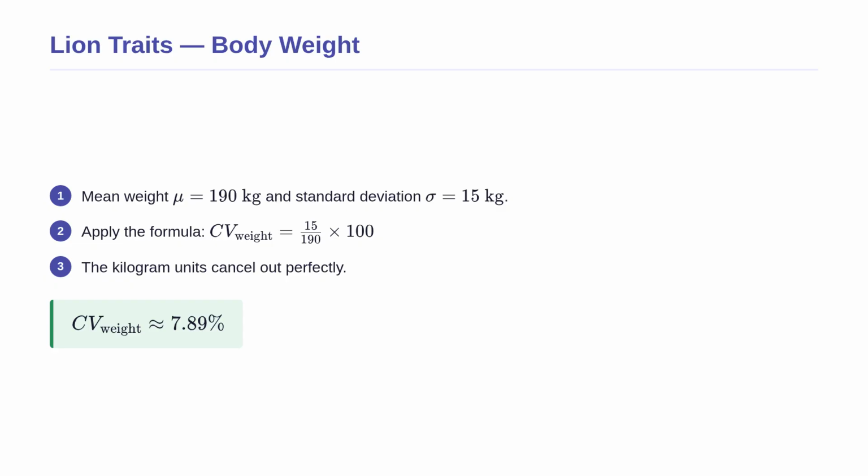Let us calculate this for the lions. The zoologist finds that the average body weight is 190 kilograms, with a standard deviation of 15 kilograms. We take the standard deviation of 15 and divide it by the mean of 190. Notice that the kilogram units on the top and bottom cancel out perfectly, leaving a pure number. Multiplying the decimal result by 100 gives us a coefficient of variance of approximately 7.89% for the body weight.